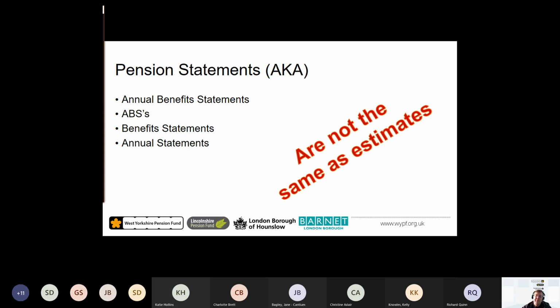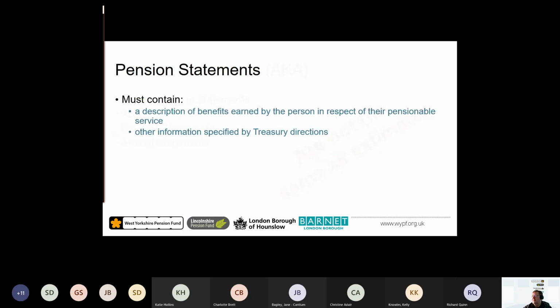The reason I'm raising this is because we had a confusing conversation between ourselves, an employer and a member, where the member was wanting an estimate. We had a query about the block. The employer was replying to the block query and telling the member that their estimate would be available. But there were two separate things going on. So do be aware that pension statements and estimates are two separate things. And we are talking about pension statements today.